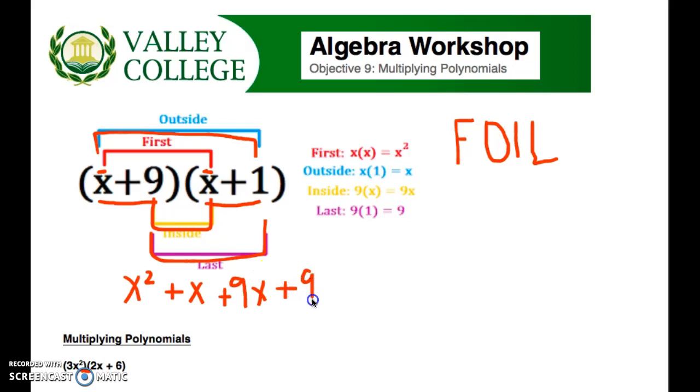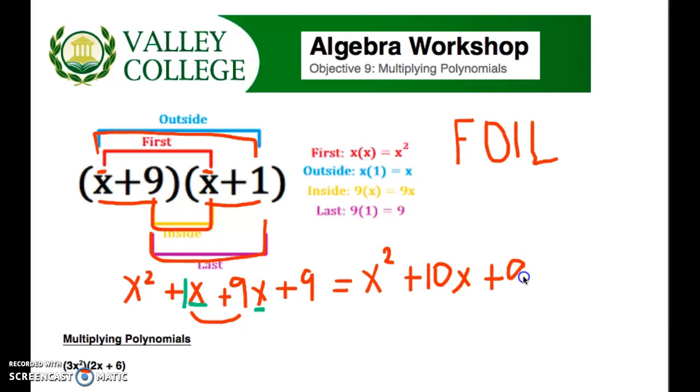Now, I'm almost done. If you notice, my two middle terms have the same last names. Here I have an x, I'll put a 1 here. Here I have a 1x plus a 9x. So if I have 1 apple plus 9 apples, I end up with 10 apples. So in this case, I have terms that can be combined. I have an x squared, I have a 1x and a 9x, which makes a 10x, and then I have a positive 9.